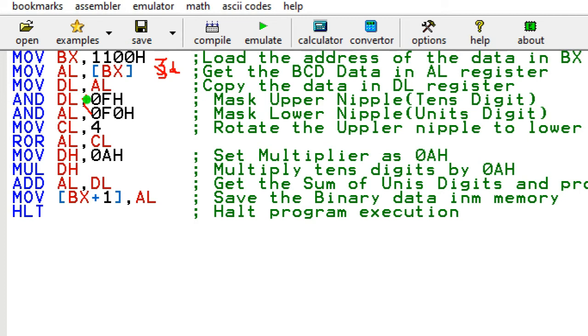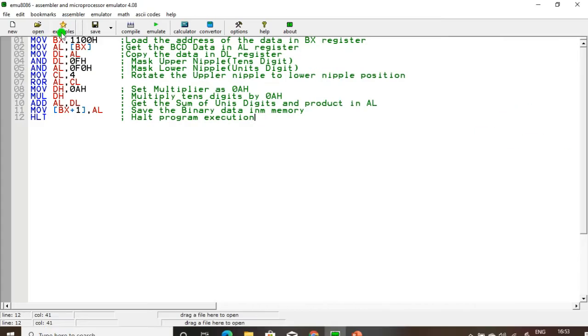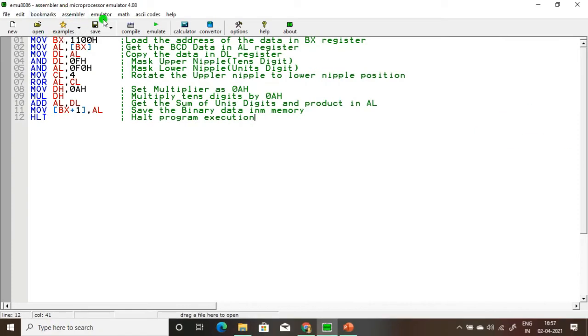After this, the AL register value is our output value of our binary data. This binary data is moved into the particular memory location. The particular memory location address is 1101H. This is our program. Now I am going to explain this program by using our emulator.